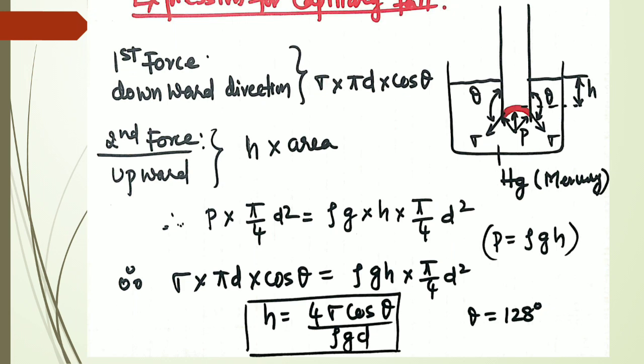Here, the angle variation is higher, so theta is a measured value, 128 degrees. But in the previous capillary rise, the variation is small, almost 1 or 2 degrees, so we took cos theta as 1. Here it is a measured value, 128 degrees. Therefore, substitute that value to get the required h. Fine.